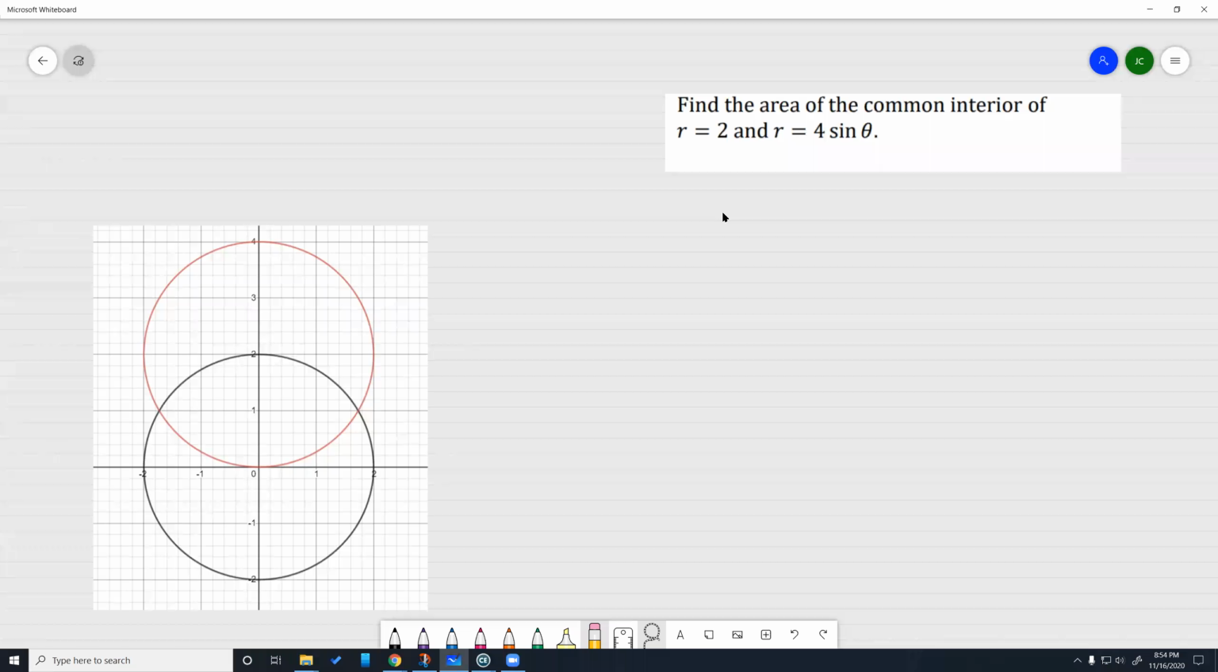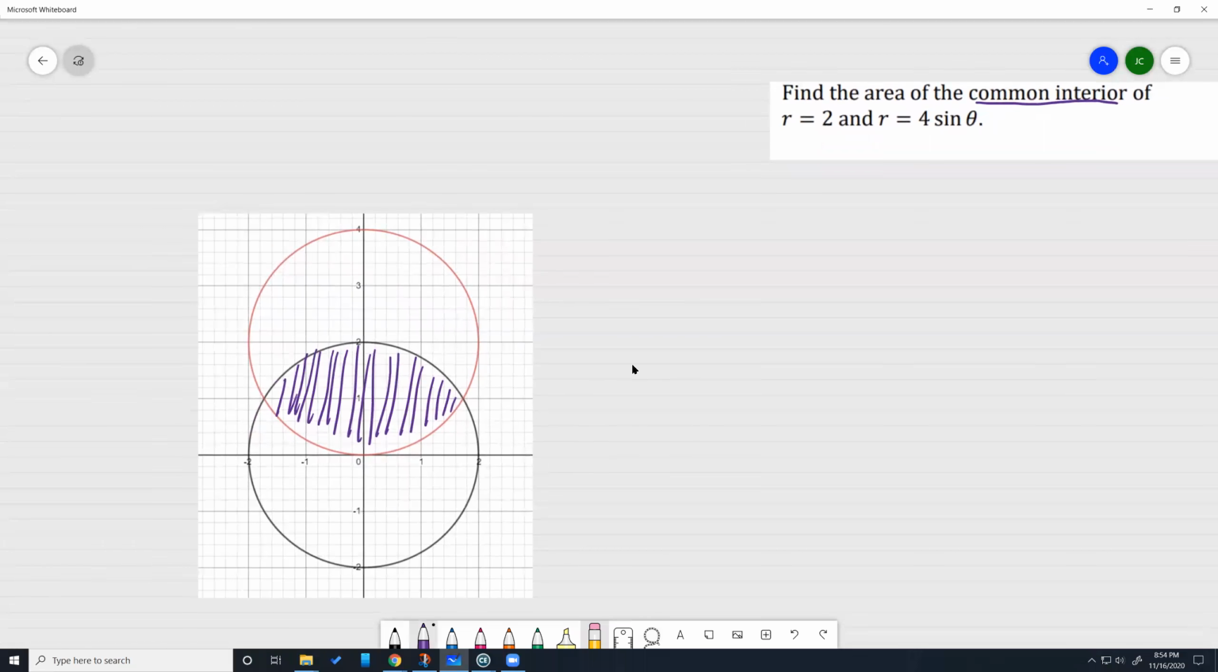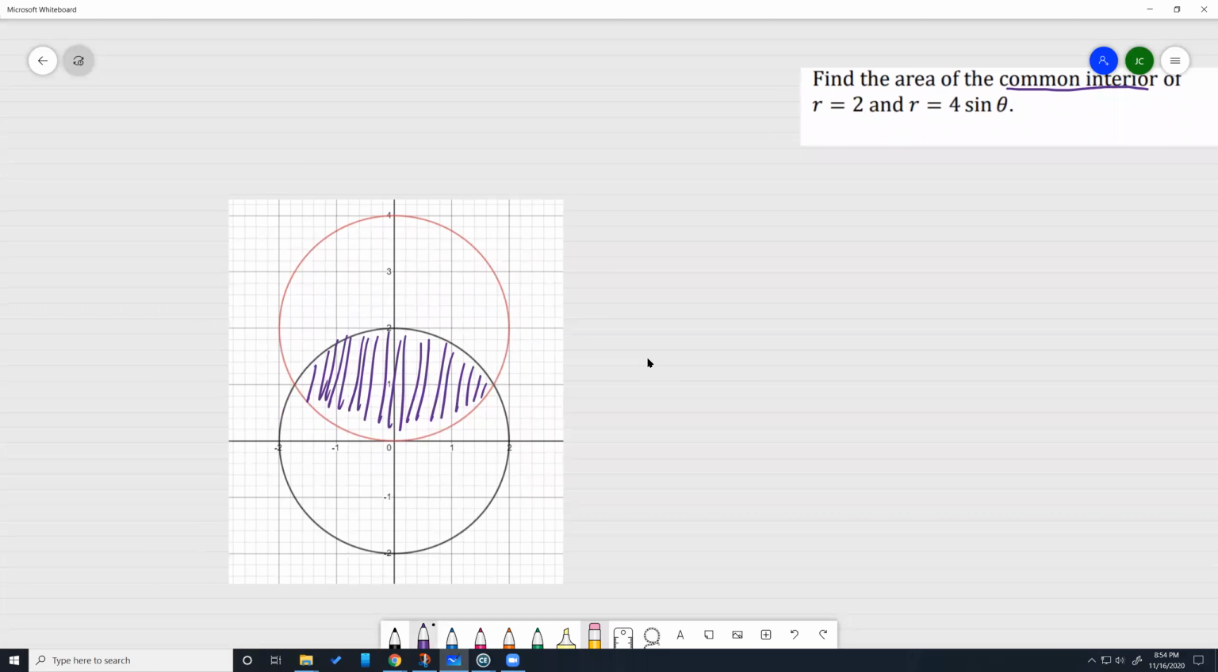So this is one of those tricky common interior problems. Like I mentioned before, anytime there's an overlap, we have to use some geometry skills to figure it out. We can't just use regular polar equation setups to find the area. So that's the area we want, the overlap between the two circles.